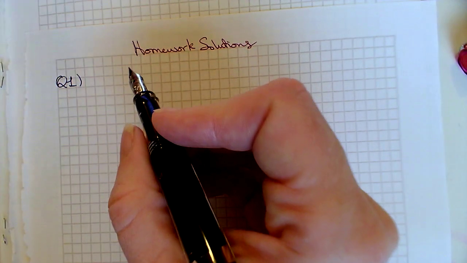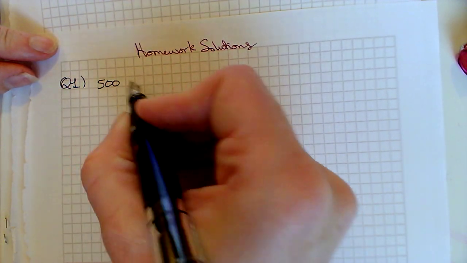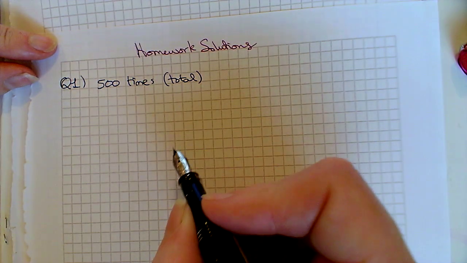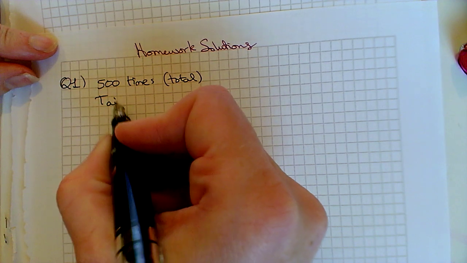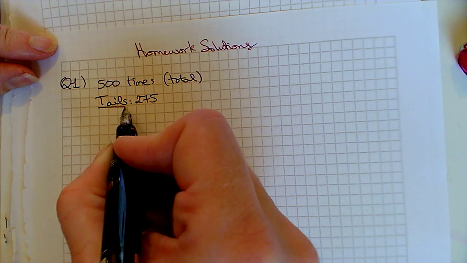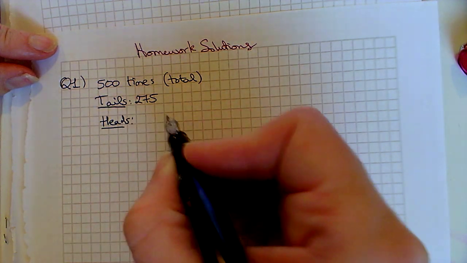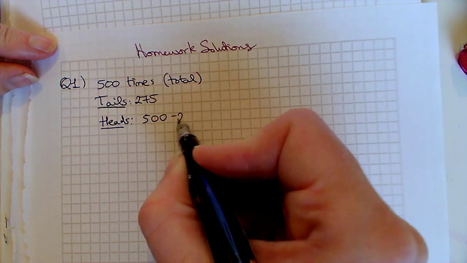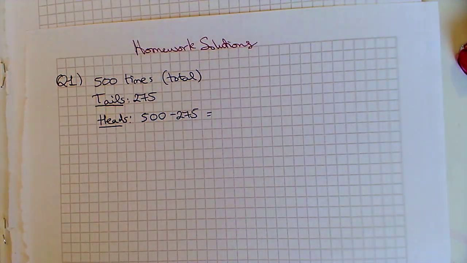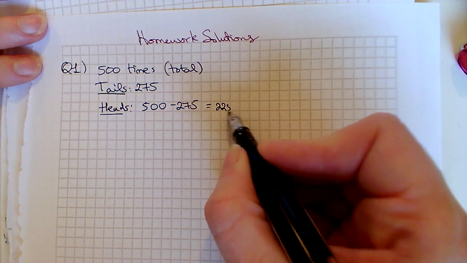So for question 1, we were told that a coin was flipped 500 times. So that's going to be my total. And it lands on tails 275 times. That's the frequency of tails. And straight away, before we even look at what they ask us to do, we can work out that the rest of the time it must have landed on heads because there's only two sides to a coin. So that is 225. You can use your calculator to do that if you can't do it in your head.